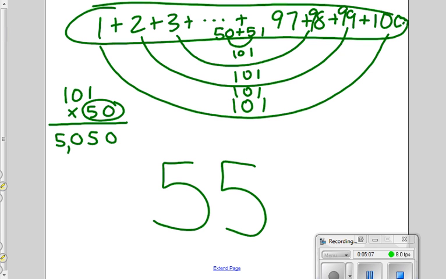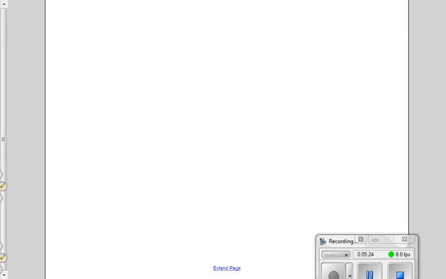50. And when we did 1 to 10, there were 10 numbers. How many 11s were there? 5. Okay. 10, 5. 100, 50. And what was the last one? 6. There were 3. Does the formula work all the time?